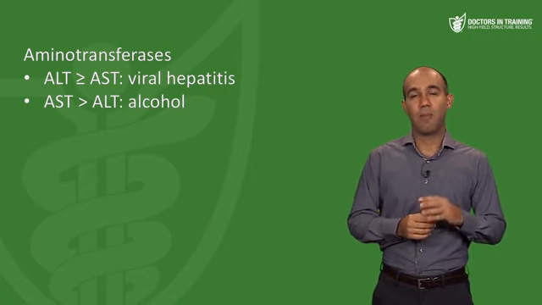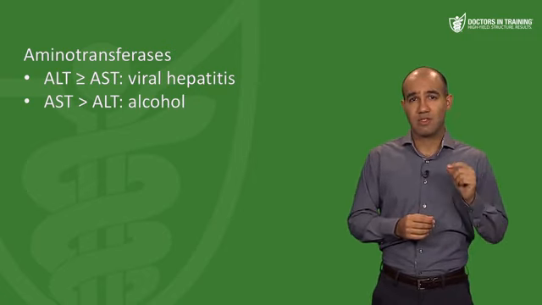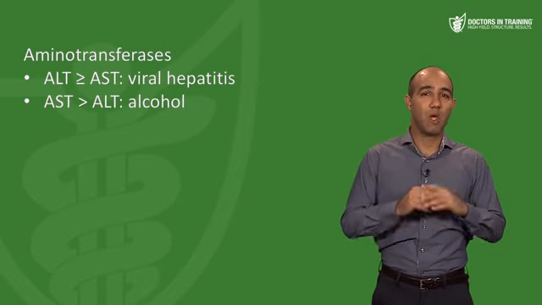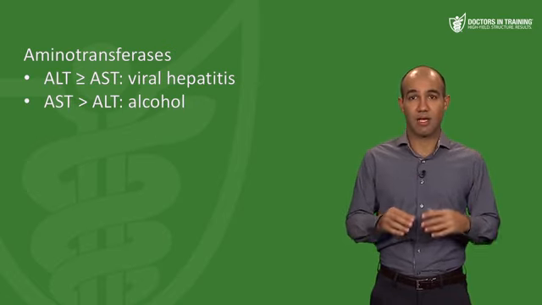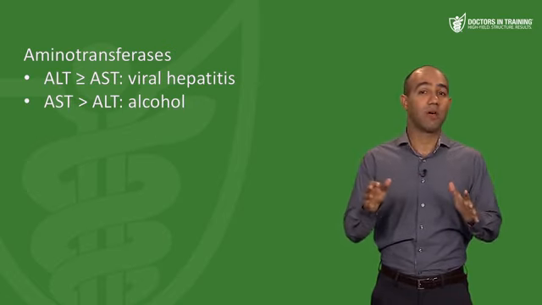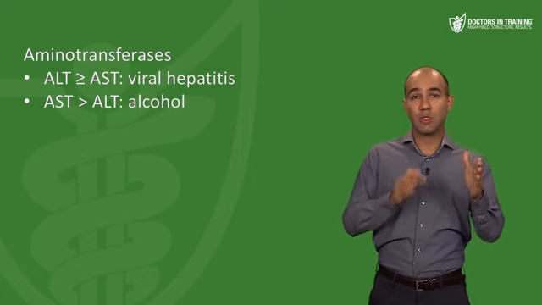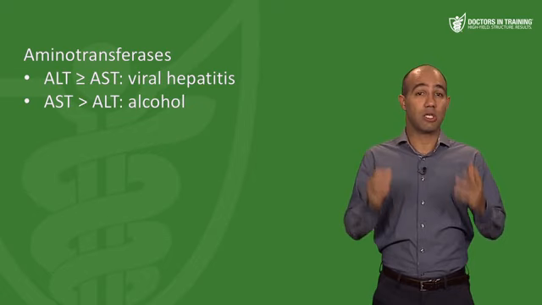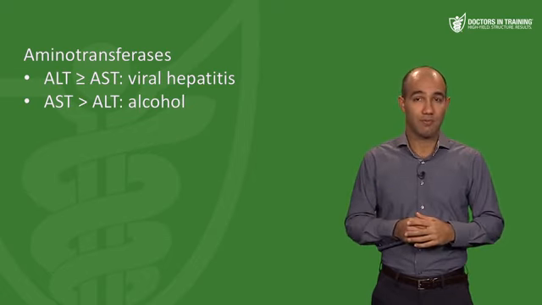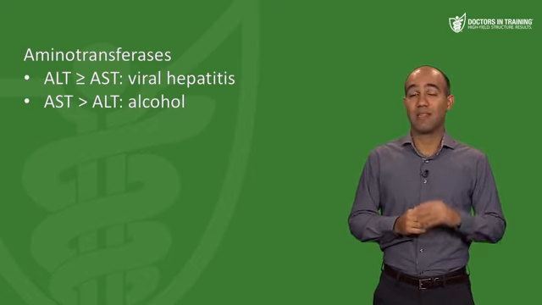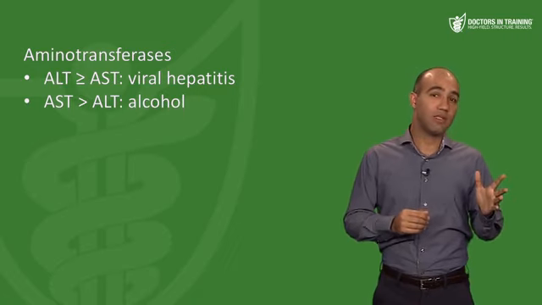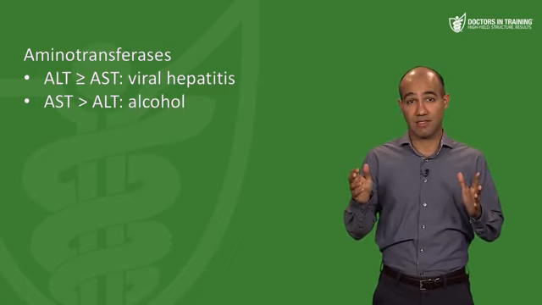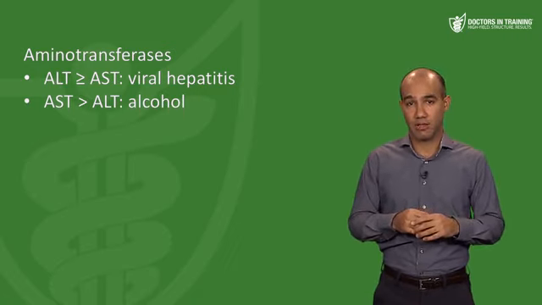AST is found more in the mitochondria of liver cells, and so it's more prone to being spilled with mitochondrial toxins like alcohol. And a commonly thought of ratio is that AST 2 times greater than ALT is an indicator of acute alcoholic liver damage. ALT is more concentrated in the cellular cytoplasm, so if ALT is greater than or at least equal to AST, a viral hepatitis is more likely.